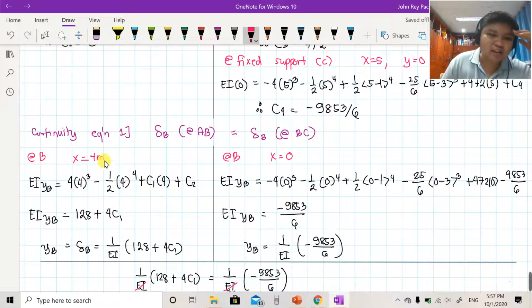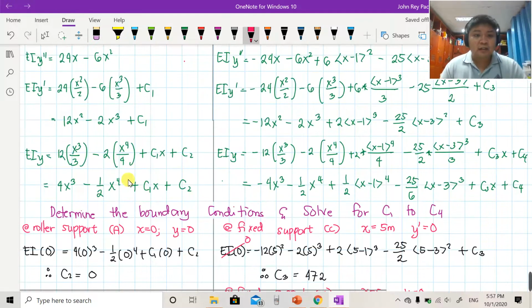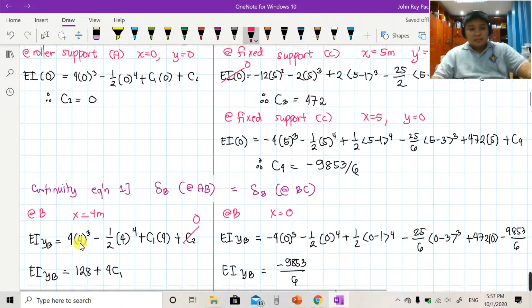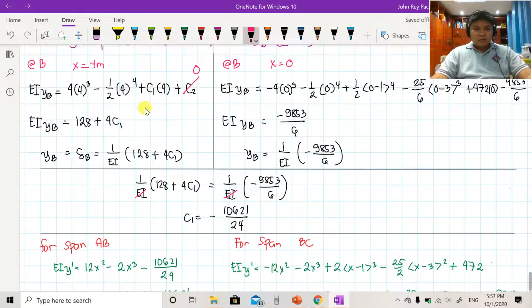So, ang mangyayari, ito na siya, sinet ko na siya as x equals 4 meters. EIyB equals 4 times 4 cubed minus 1 half times 4 to the fourth plus C sub 1 times 4 and C sub 2. Eh sa kanina diba itong C sub 2 natin ay 0. Eh sir, paano yan naging 0? Malamang kinompute na natin yun kanina, diba? Nandito siya, oh. C sub 2 equals 0, class. Okay? So therefore, pag sinimplify mo to, EIyB magiging 128 plus 4C1. Or simply, yB equals 1 over EI times (128 plus 4C1).